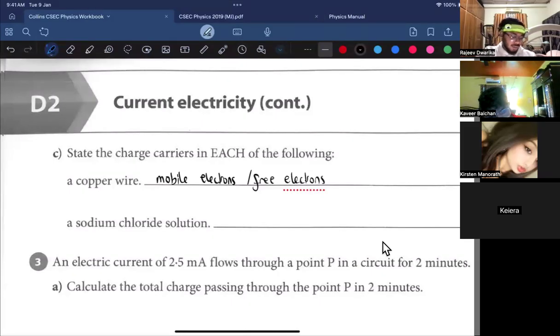Sodium chloride. That one's simple, and for chem students it'll be real simple. What are the charge carriers in a sodium chloride solution? The Na+ and Cl- ions.